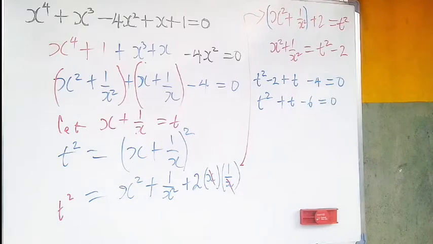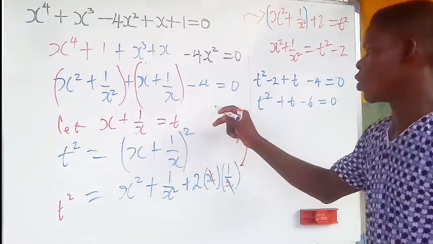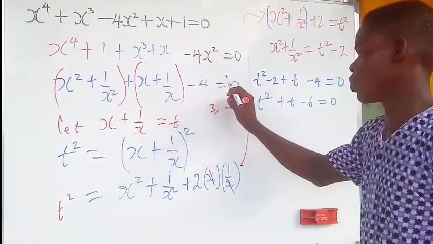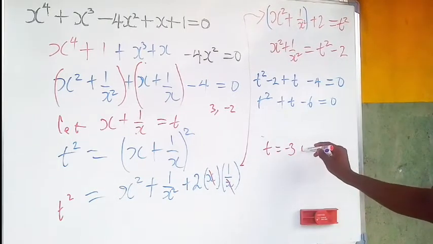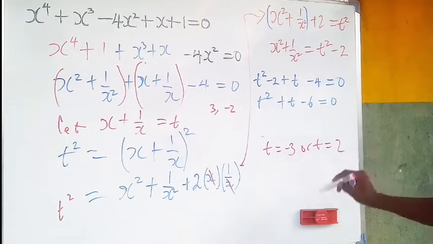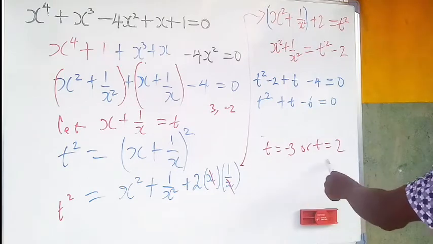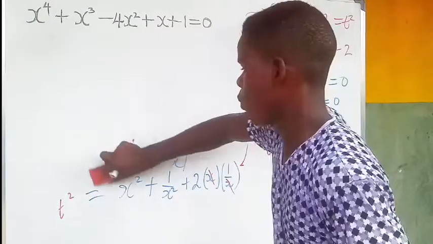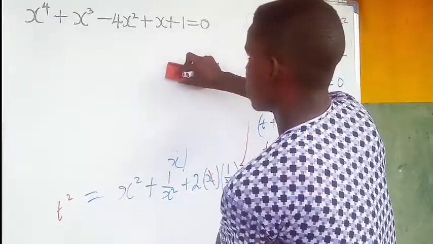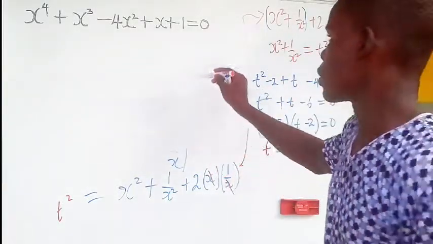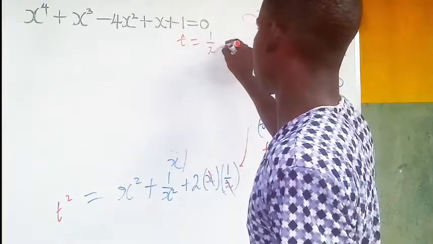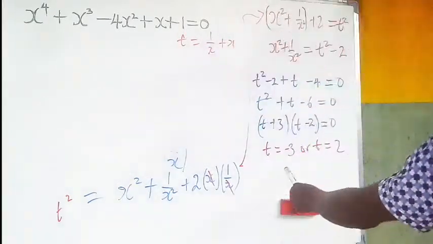So we can factorize this. The factors are 3 and negative 2. So t is equal to negative 3 or t is equal to 2. These are the 2 values of t. And I would like you to recall that t was 1 over x plus x. Recall that t was that.